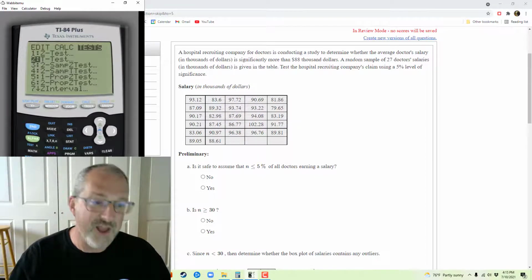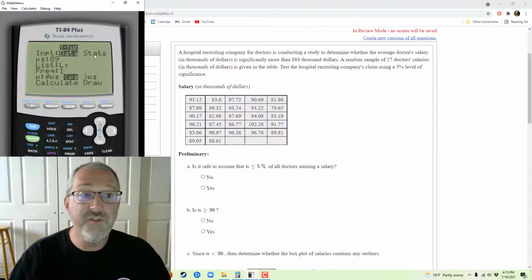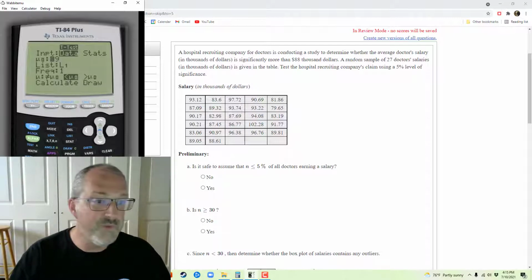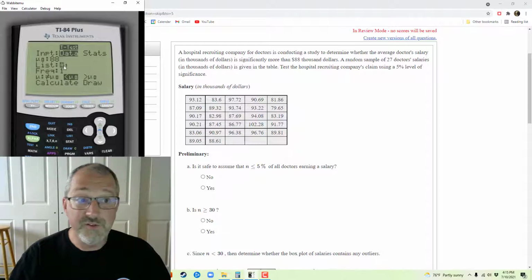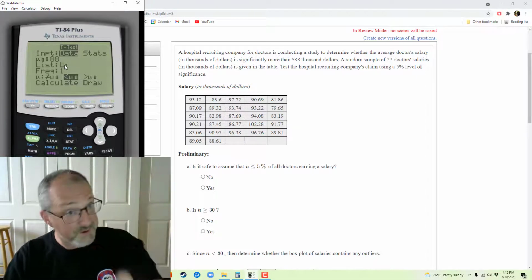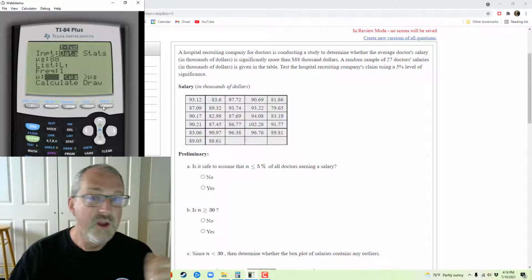Choose t-test, hit enter. And then instead of choosing the stats, choose the data. And that way you can click in your mu sub naught. In this case, it was 88. And then your list is list 1. This is where you type in all your data. Your frequency is here.